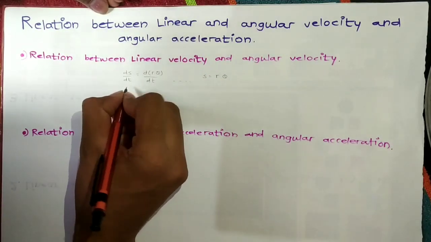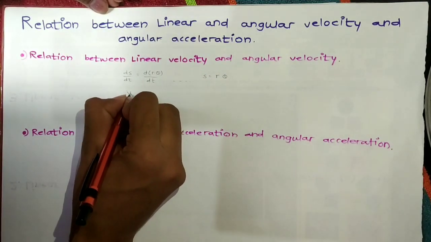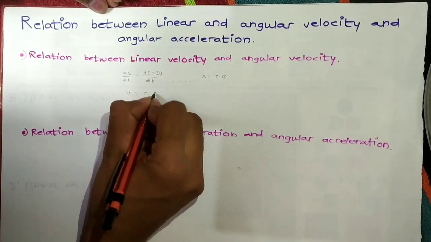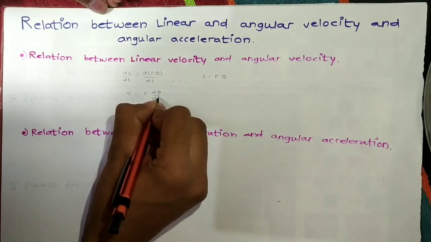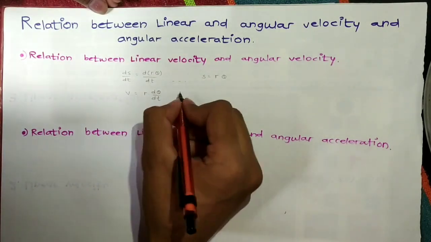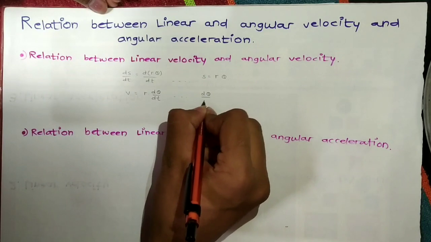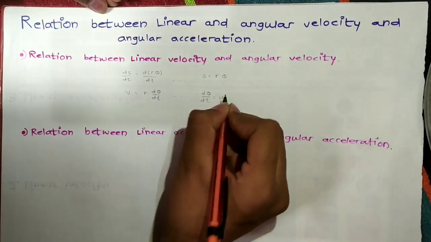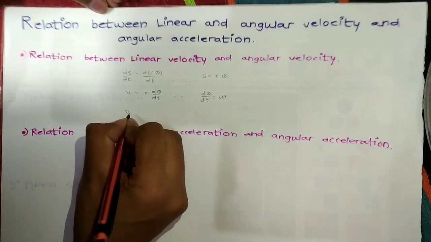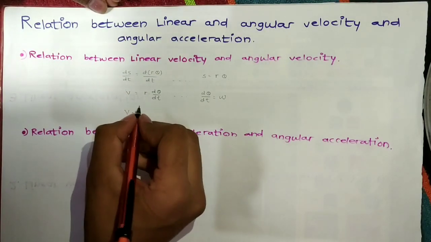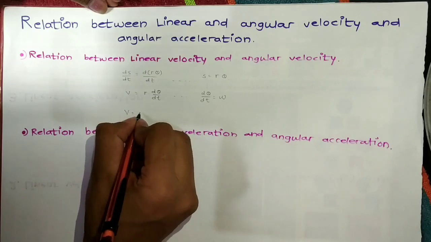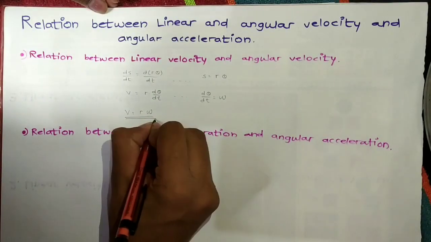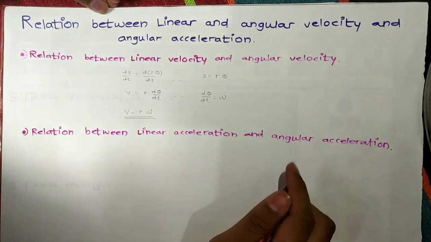Now ds upon dt means velocity is equal to r into d theta upon dt, and we know that d theta upon dt is equal to omega. So the final formula is that v, means linear velocity, is equal to r into omega. This is the final relation of linear velocity and angular velocity.